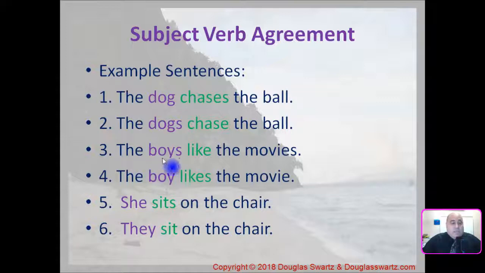Number 3, the boys like the movies. Number 4, the boy likes the movie. You can see the difference. The S is here on boys. The S is here on likes. Number 5, she sits on the chair. Singular she, singular verb. Number 6, they, more than one person, so plural. Sit, plural version of the verb. She sits on the chair. They sit on the chair. These are examples of proper subject-verb agreement.